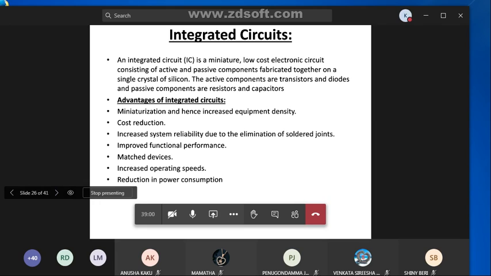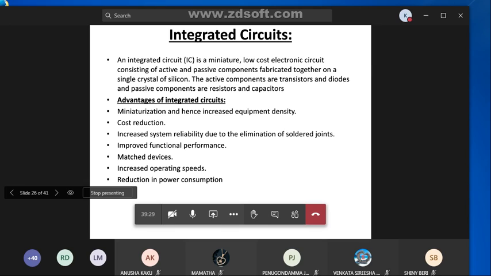So now we will see what is an integrated circuit. The operational amplifier is an integrated circuit, the op-amp. It performs different types of operations like addition, subtraction, multiplication, integration, differentiation, log, anti-log, all these functions performed by the op-amp. So it is an IC, integrated circuit. What is an integrated circuit?